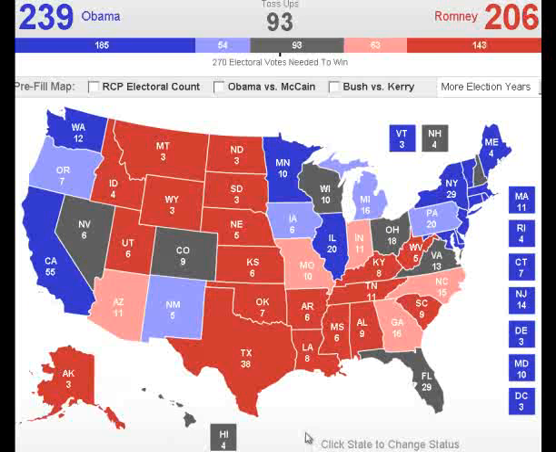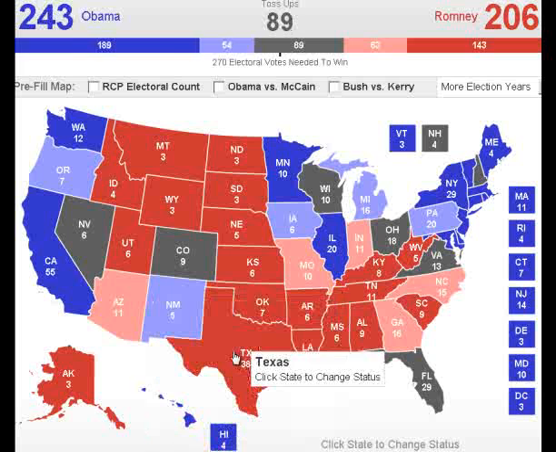Hawaii, of course, the birthplace of President Obama, was completely non-competitive in 2008, although Hawaii was competitive in 2004. In fact, President Bush came pretty close to winning it. I think it was 3 or 4 points, but it was not competitive in 2008. It is not going to be competitive in 2012 either.